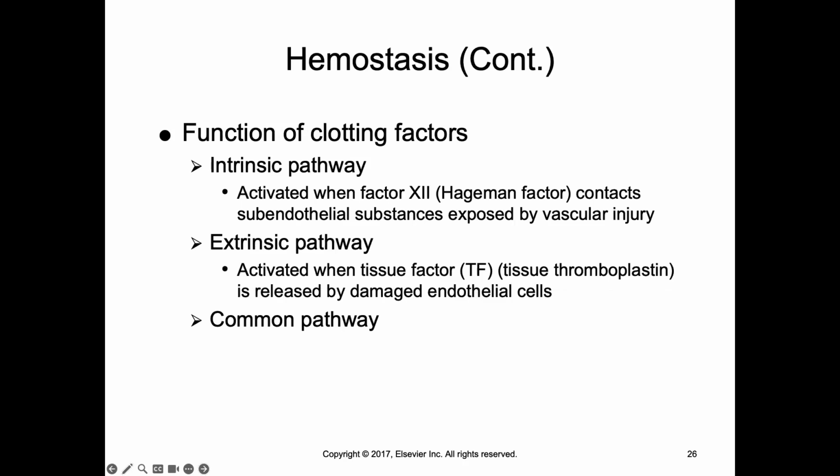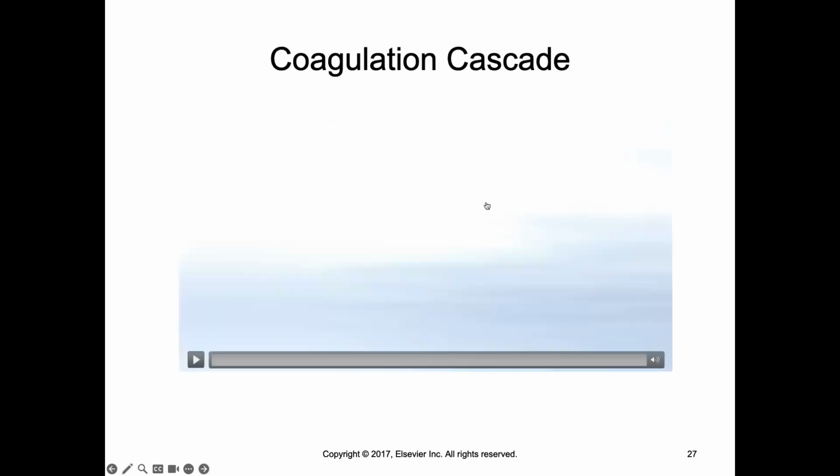There's a variety of pathways that produce a fibrin clot. The intrinsic pathway is activated when factor 12 comes into contact with subendothelial material exposed by injury, while the extrinsic is activated when tissue factor is released by damaged endothelial cells. And then there's a common pathway as well. So let's take a closer look at this.